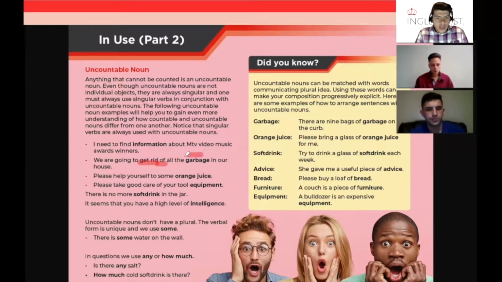Garbage, do you understand garbage? Singular. Yes, do you understand it? ¿Lo entienden? Es basura. Basura, yes, it's trash, garbage, es lo mismo, basura. Okay. So we are going to get rid of all the garbage in our house. Vamos a deshacernos of all the garbage in our house. Okay, next example. Please help yourself to some orange juice.